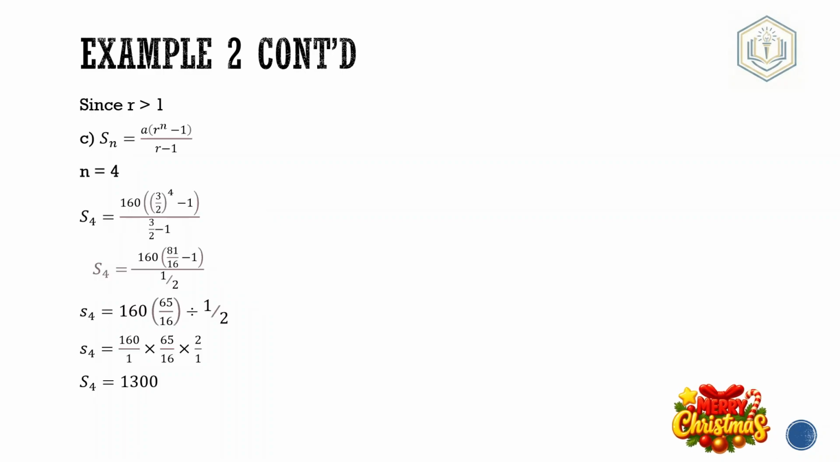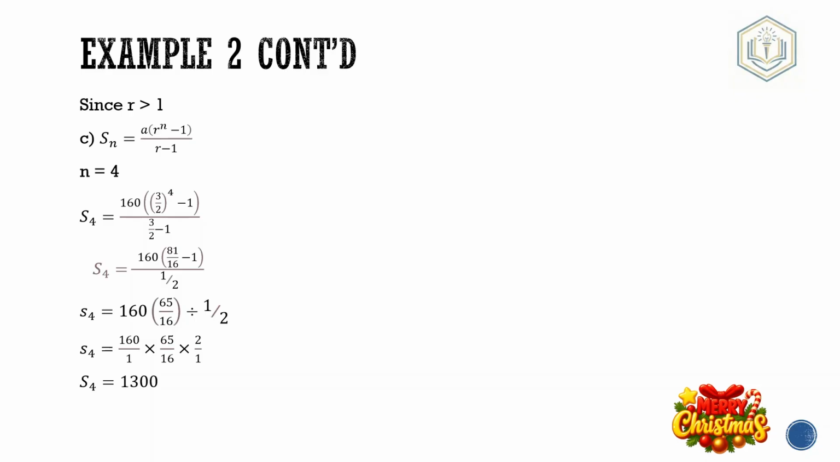And since your R is greater than 1, because your R is 1 whole number 1 over 2, or we say 3 over 2, and we are looking for the sum of the 4 terms, we're going to use the formula for when R is greater than 1, and that is S subscript n equals A open bracket R raised to power n minus 1 close bracket divided by R minus 1.